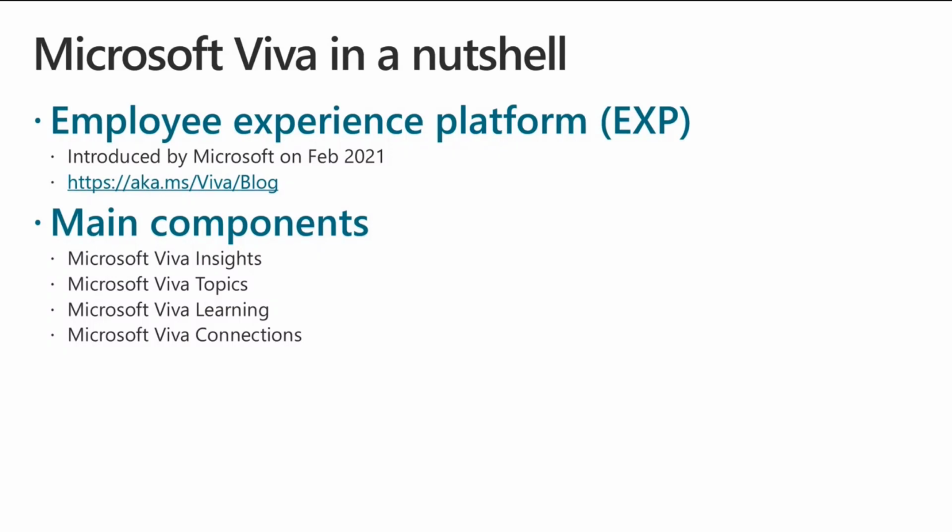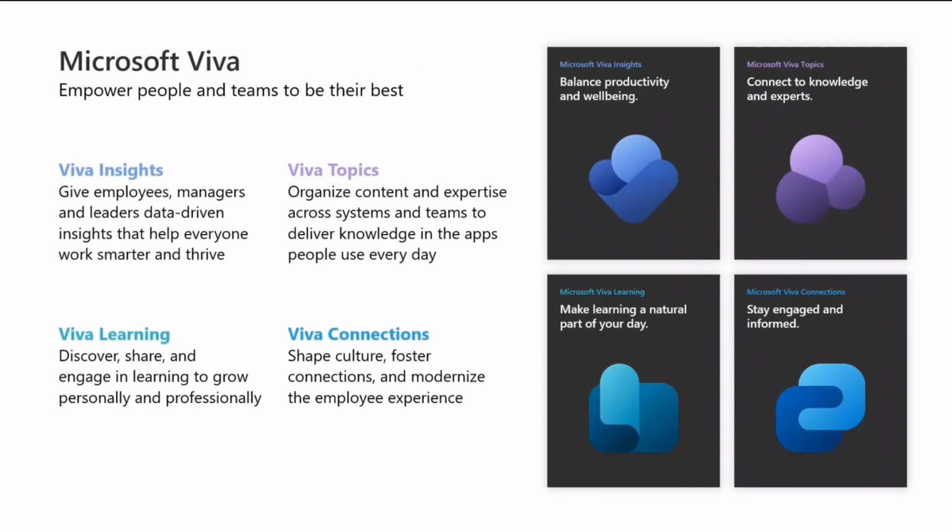February 2021. At the link you see on this slide, you can find additional details about the Viva offering. Just a few words about the products that make up the Viva offering. We have four different products: Viva Insights, Viva Topics, Learning, and Connections.